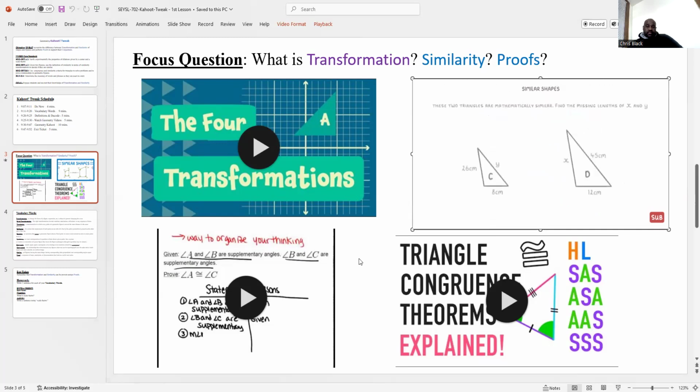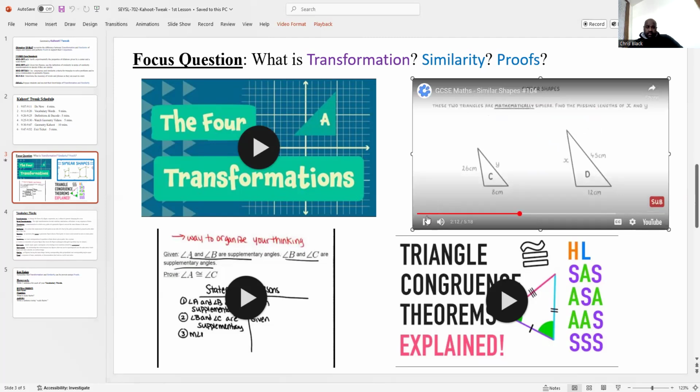Let's have a go at another one. So this time we're told that these two triangles are mathematically similar. For the sake of brevity, we'll skip over that so we can keep to our schedule.